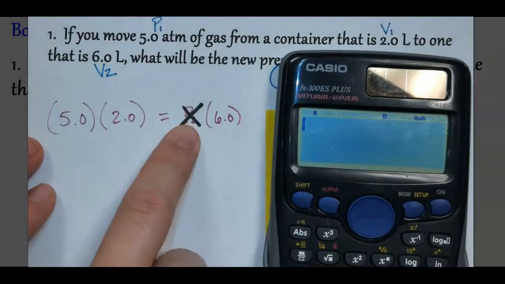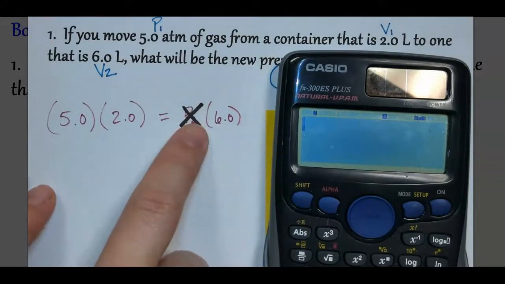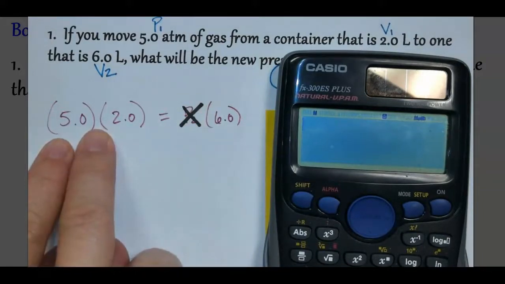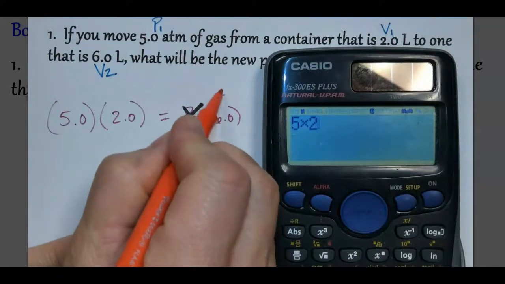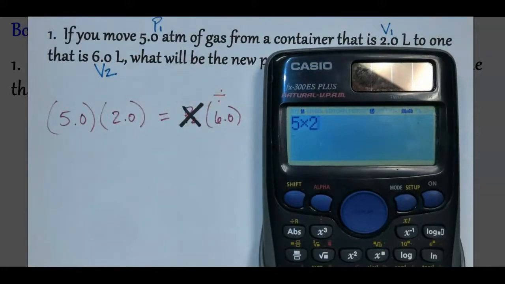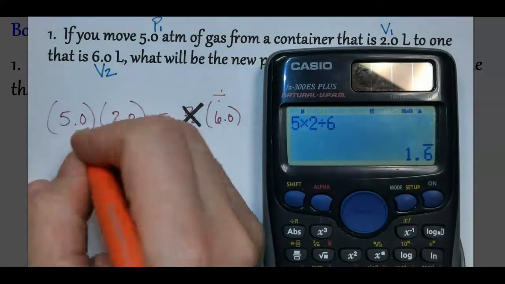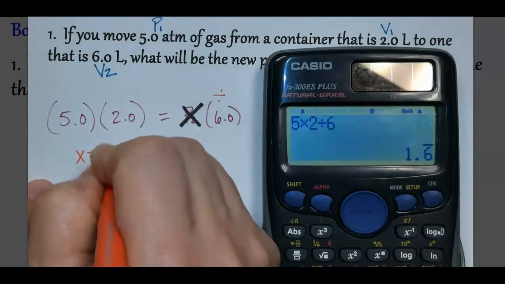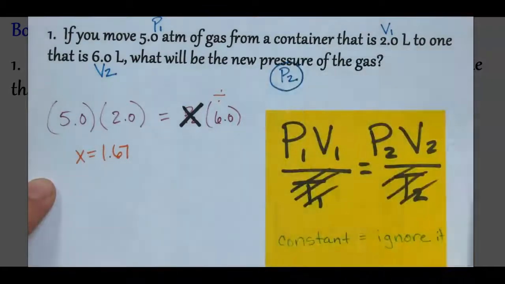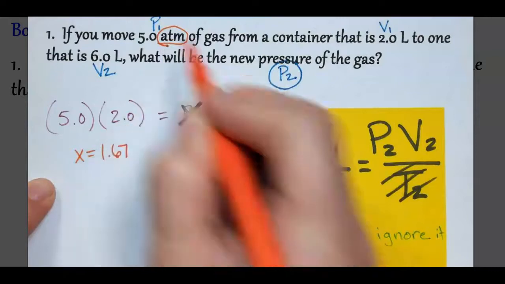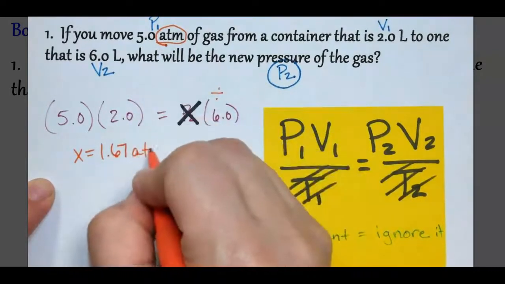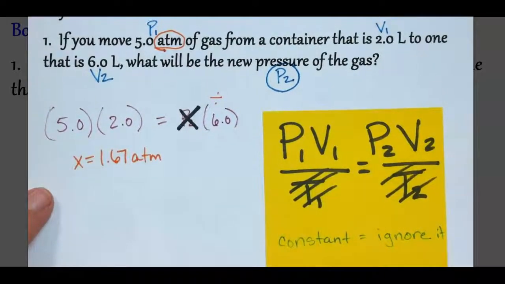You're going to start multiplying not on the side with the X, but on the other side of the equal sign. So it's going to be 5 times 2, and then anything on this side with the X, we're going to divide by it. So then I'm going to hit divided by 6, and that's going to give me 1.67. So X equals 1.67. And because that's our new pressure, whatever P1's unit was, which was atmospheres, is going to be P2's unit. So this is 1.67 atmospheres.